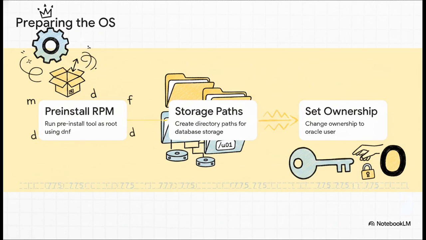First, as the root user, you run that pre-install RPM we talked about via DNF install. Once that magical little package does its thing, your next step is creating the storage directory paths where the database will actually live, typically on mount points like /u01. Finally, you gotta hand over the keys to the newly created Oracle user. You do that by running the chown command to change the ownership of those storage directories to the Oracle user and the OInstall group, and then setting the permissions to 775.